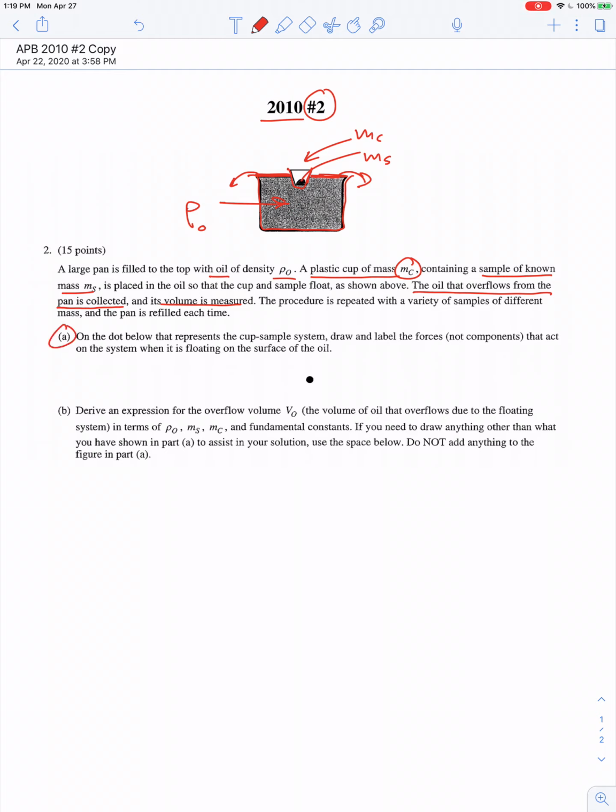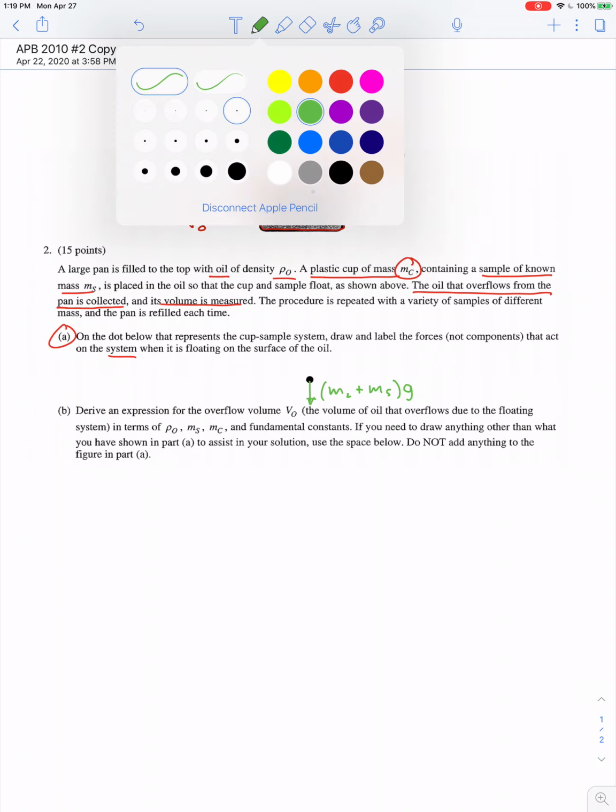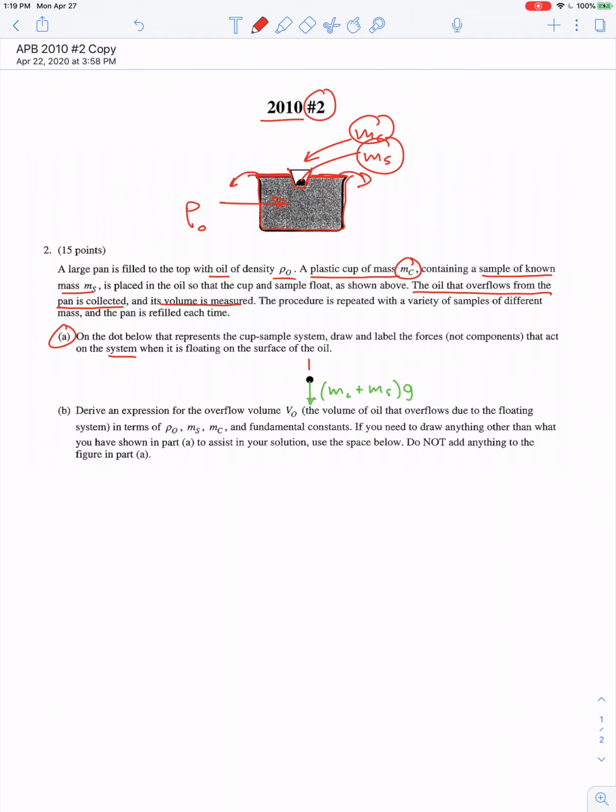So part 1, we just have to draw a free body diagram and show the forces that are acting on the system while it's floating. The system is the combination of the cup and the sample that's inside of it. So this is a really simple free body diagram. There's a force of gravity that points down. So this would be the mass of the cup plus the mass of the sample added together times g. And that's balanced out by a buoyant force that points up. The buoyant force is every bit as big as the downward force of gravity.